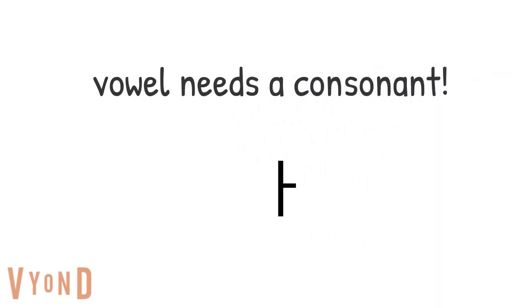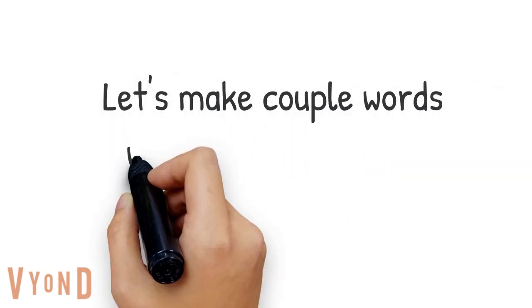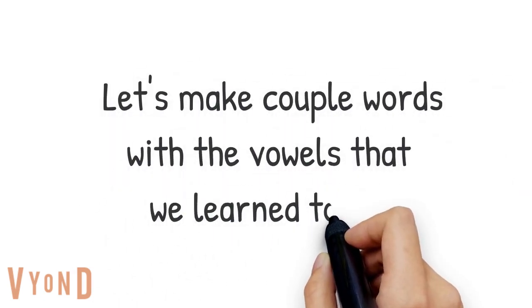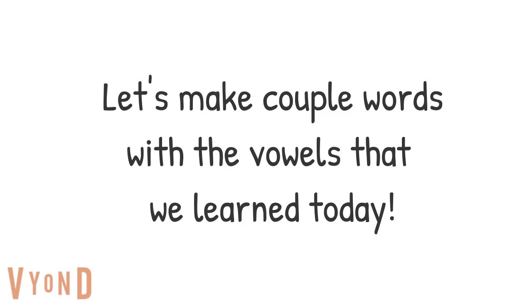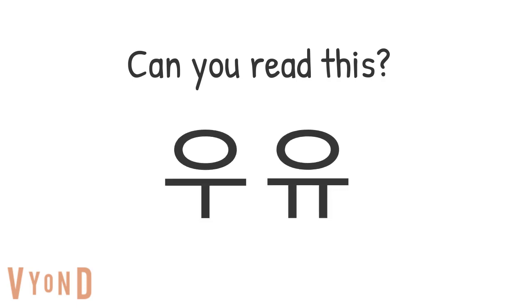So for the vowels that don't have a specific consonant sound, we put ieung as a placeholder. That means we can make a couple of words out of the 10 basic vowels we just learned today. Let's see what they are. Can you read this? U, you, 우유. 우유 means milk in Korean.